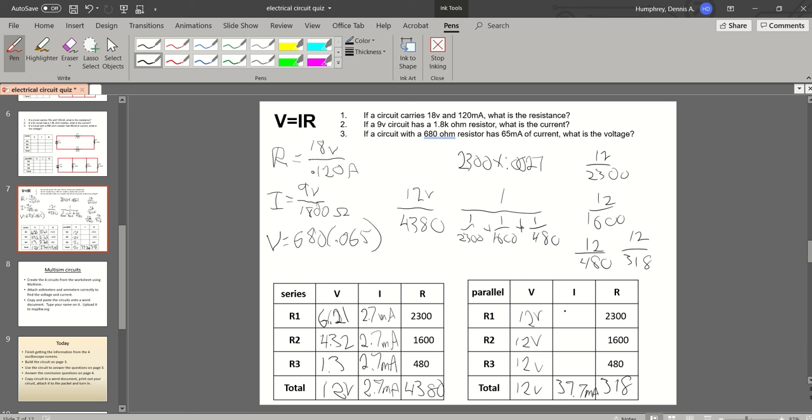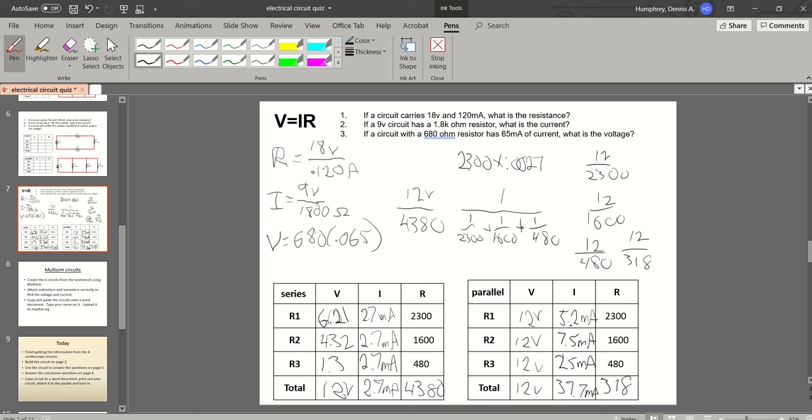And now if I do these other ones, 12 divided by 2300 is 5.2 milliamps. 12 divided by 1600 is 7.5 milliamps, and 12 divided by 480 is 25 milliamps. 25 and 7 is 32. That'll be 37. These all add up to this one. So my individual currents on my parallel add up.